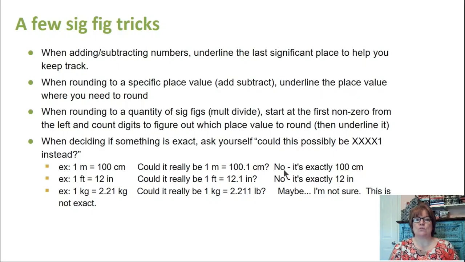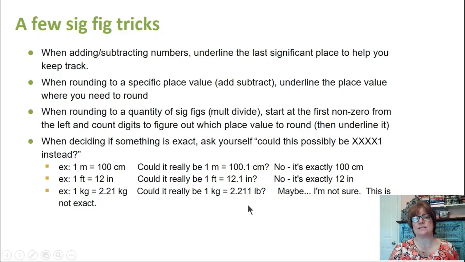When I'm trying to count how many sig figs before I round it, start from the left and go along until you get to the first number that's a non-zero number. That's going to be very helpful. And then I continue on until I have the right number of significance, and then I underline that last significant digit, and then I decide about rounding.